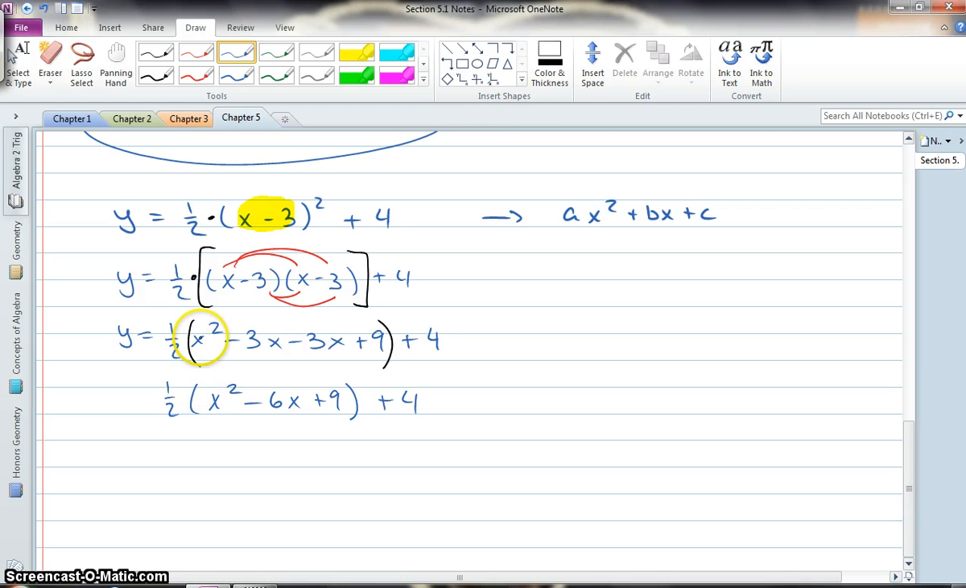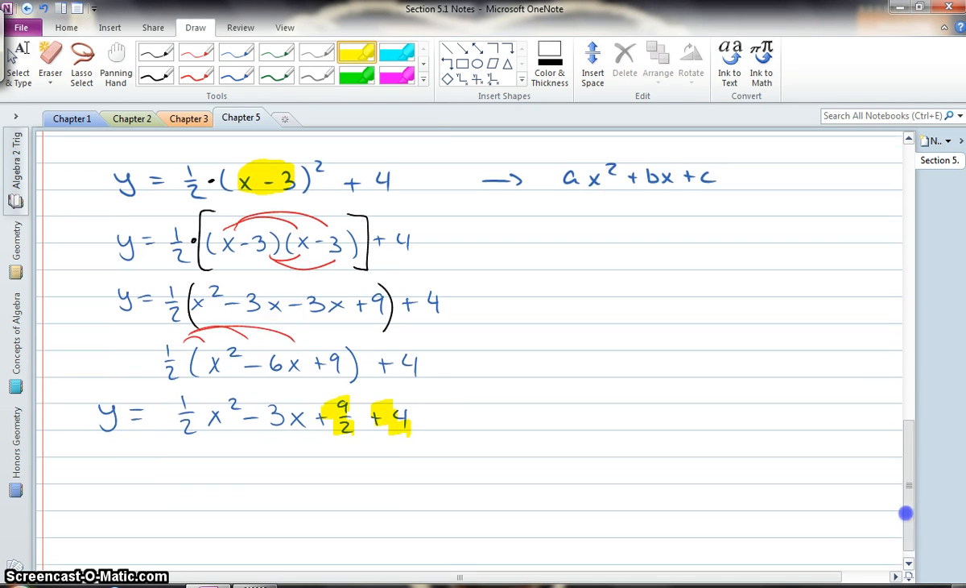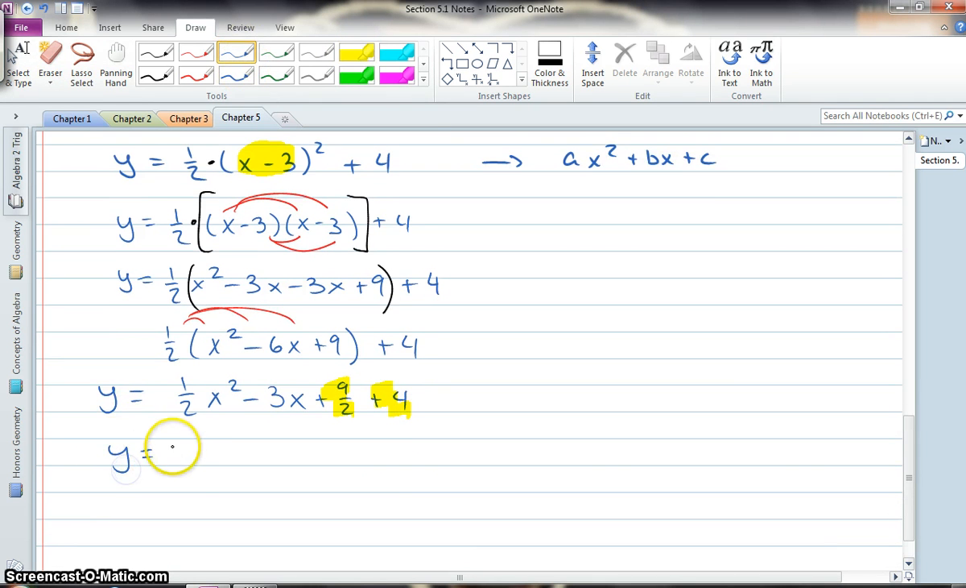Now from here we need to distribute my 1/2. So I have 1/2 x squared minus, well, half of 6 is 3x, plus 9 times 1/2 is 9/2. Now these two are like terms, so we need to combine those. So we have y equals 1/2 x squared minus 3x, 9/2 plus 4, well, 4 is the same as 8 over 2, which gives 17/2. So if I had 9/2 and 8/2, I get 17/2. All right, and there you are in standard form.